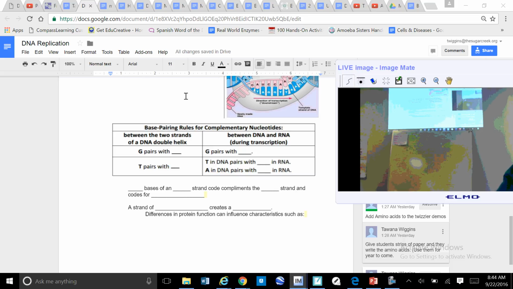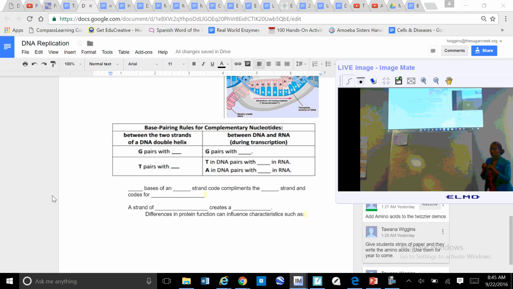I'm excited too for you. All right, so let's look here. Base pairing rules for complementary nucleotides. In the first area, between the two strands of the DNA double helix, G pairs with C, cars in the garage. T pairs with A, apples in the tree. Got it? All right. But we move over here, between DNA and RNA during the transcription process.